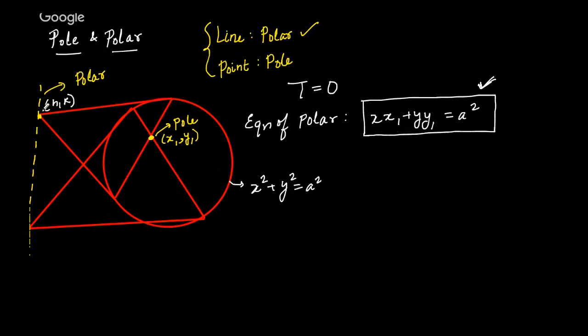Assume it the other way around. Assume that from h, k, you are drawing two tangents, and these two tangents meet the circle at these two points. Okay, let's say A and B. So AB is the chord of contact, and this chord of contact is satisfied by x1, y1. First of all, the equation of the chord of contact drawn from h, k, we all know, is again T equal to 0. That is xh plus yk equal to a square. This is the equation of the chord of contact that you are drawing from h, k.